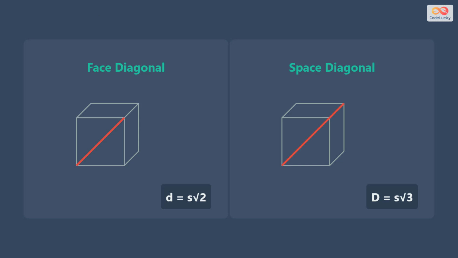There are 2 types of diagonals in a cube. The face diagonal runs across one flat side, and its length is the side times the square root of 2. The space diagonal cuts through the center of the cube from one corner to the opposite corner, and its length is the side times the square root of 3.